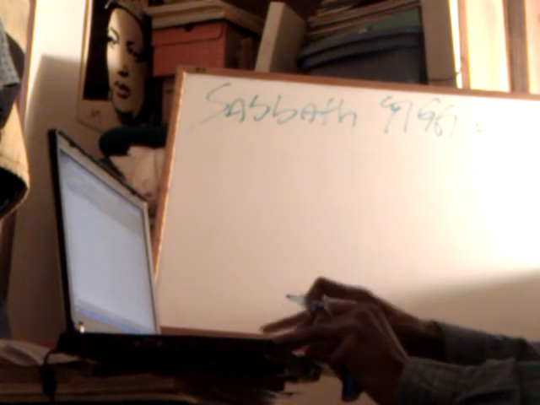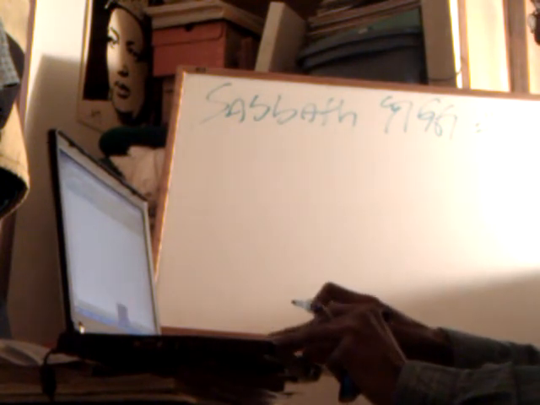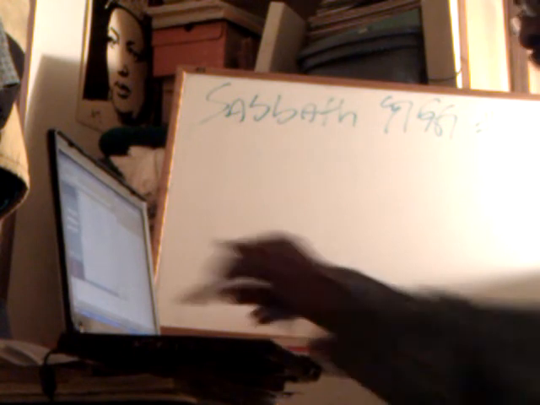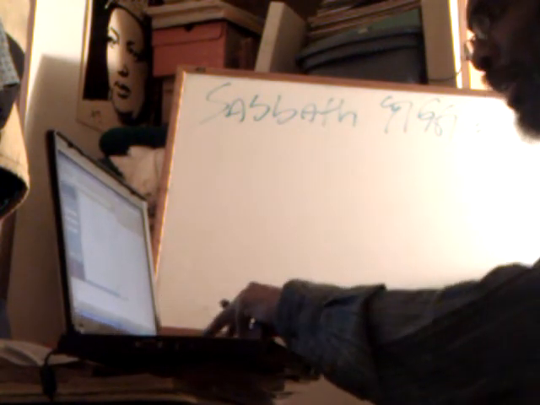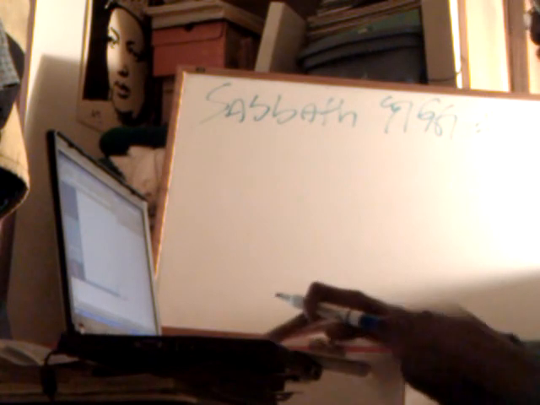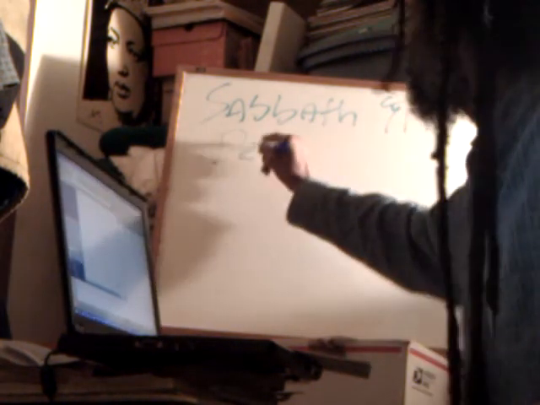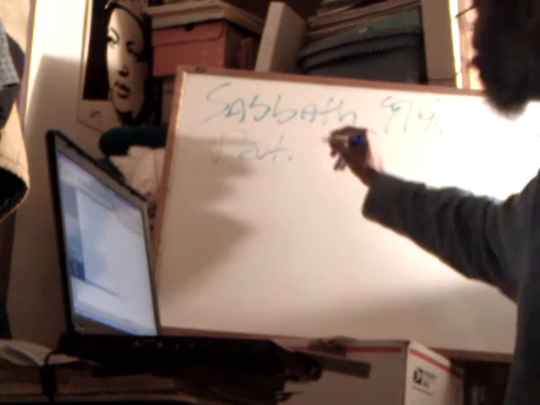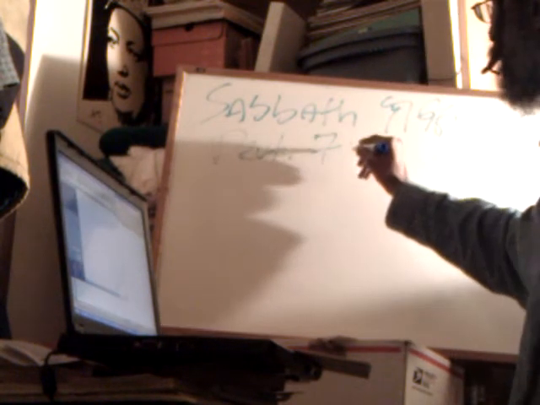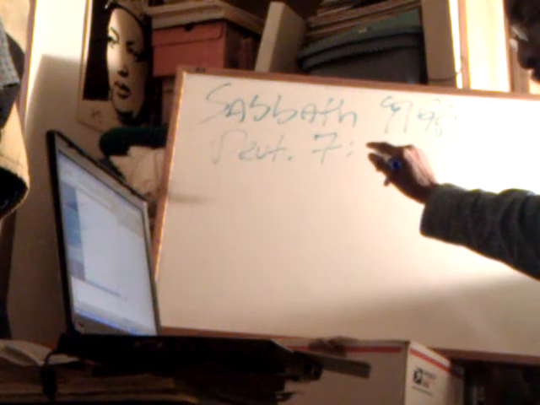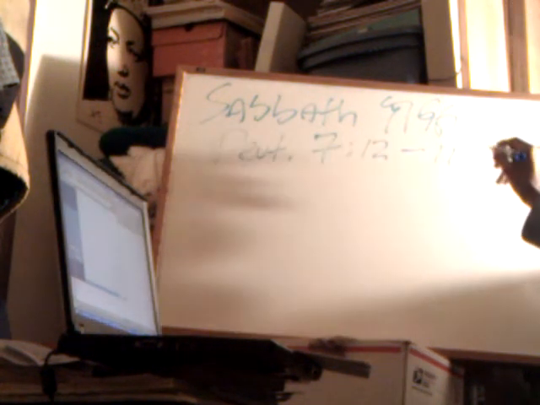Now, let's look up something on our computer from our notes, and bring this up. So let's begin. It is Deuteronomy chapter 7, verses 12 to chapter 11, verse 25. This is the Sabbath portion number 46.